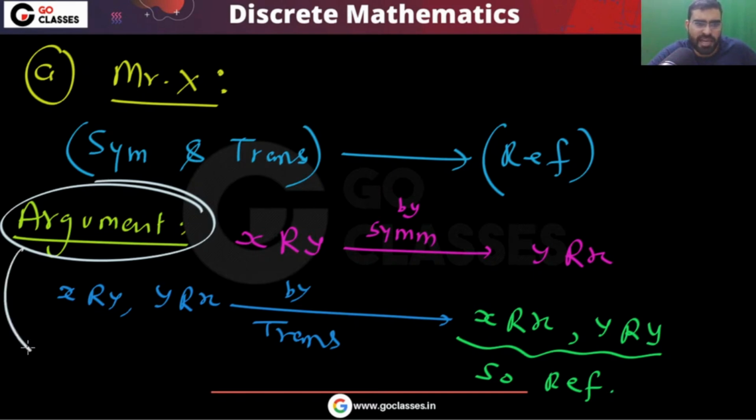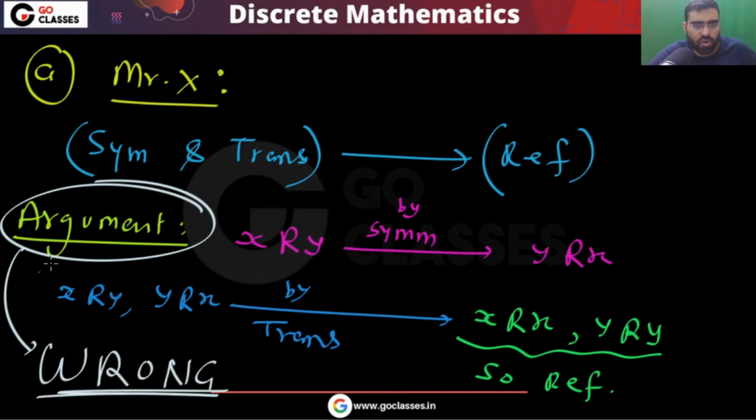So let me tell you, this argument is wrong. Why is this argument wrong? The argument is wrong because this may not happen. The problem is here. You may not start. Of course, if you start, then definitely everything is correct. If X is related to Y, then there is no problem.